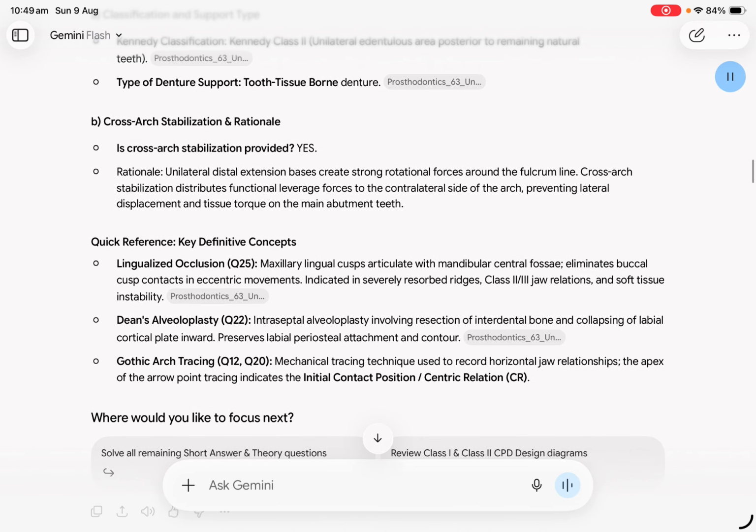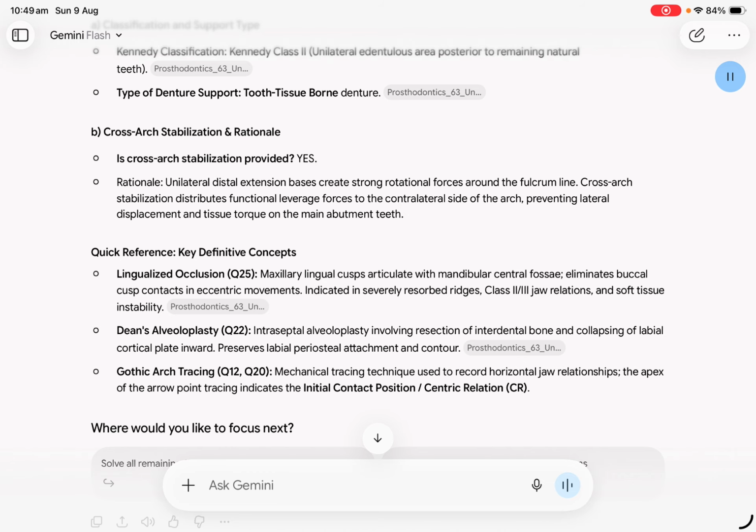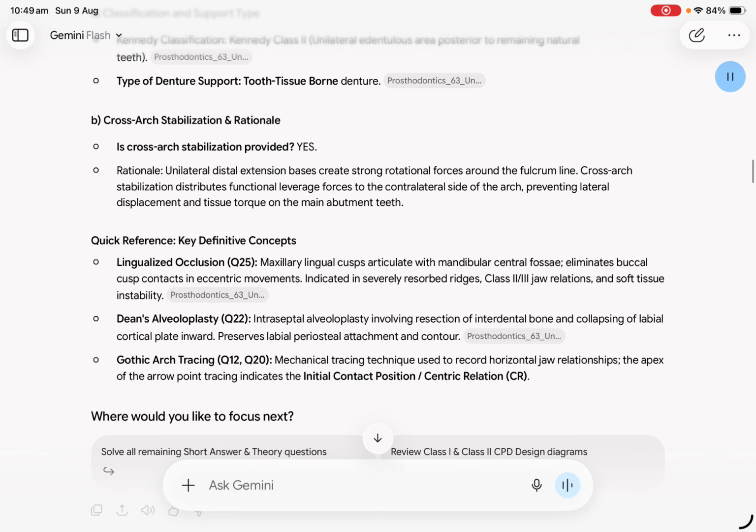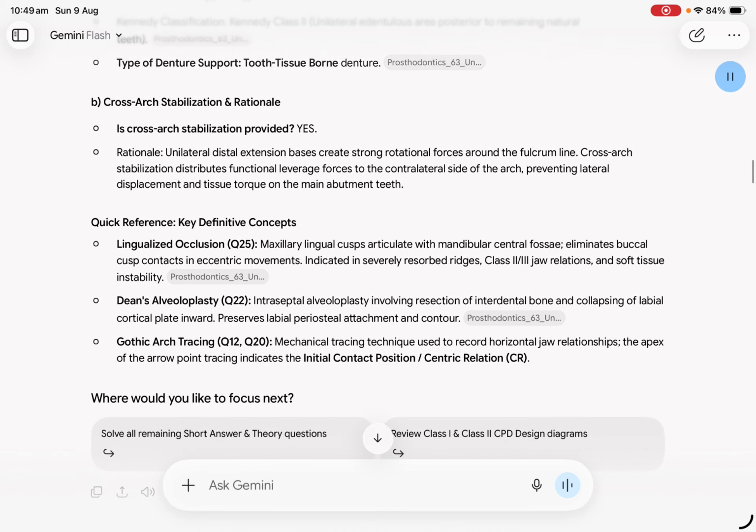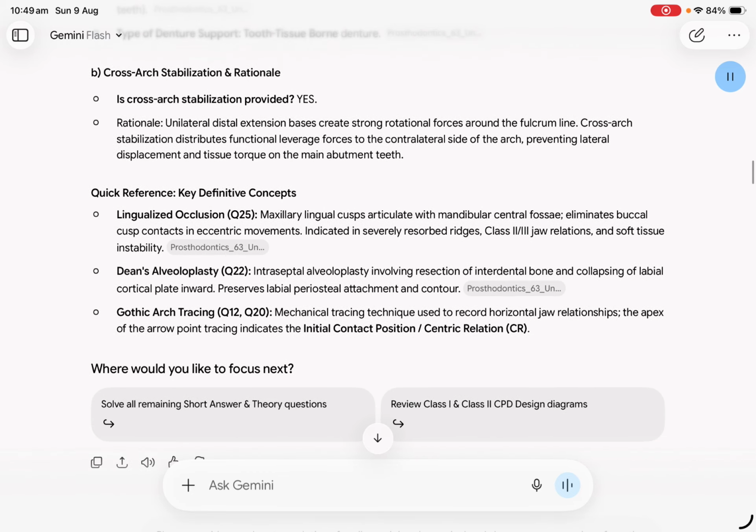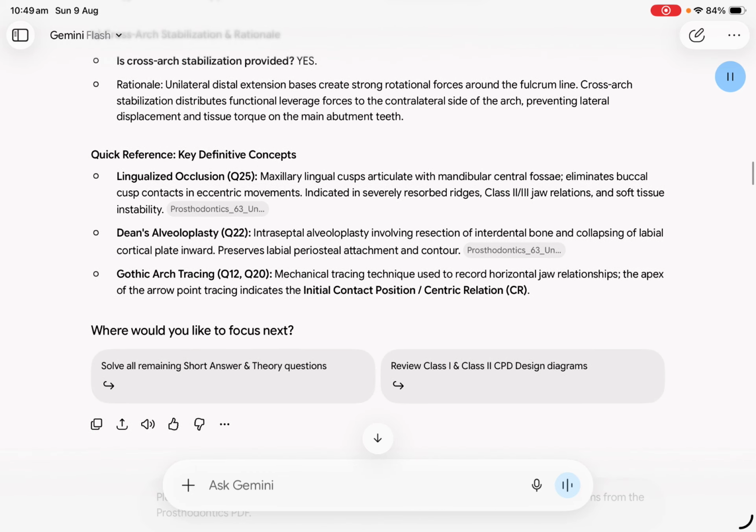Dean's alveoloplasty, Q22. Intraseptal alveoloplasty involving resection of interdental bone and collapsing of labial cortical plate inward. Preserves labial periosteal attachment and contour. Gothic arch tracing, Q12-Q20. Mechanical tracing technique used to record horizontal jaw relationships. The apex of the arrow point tracing indicates the initial contact position/centric relation, CR.